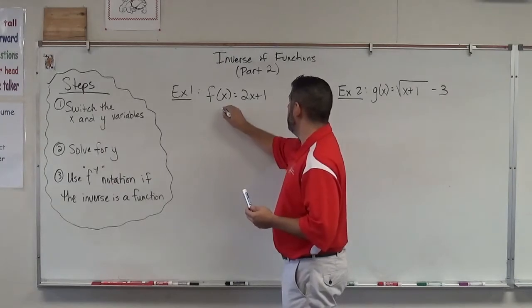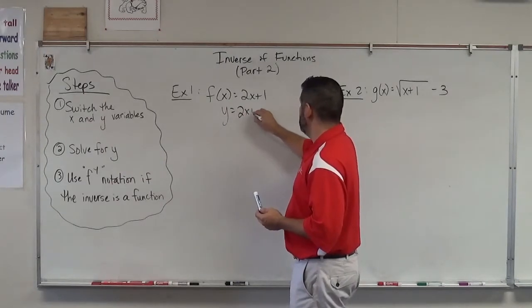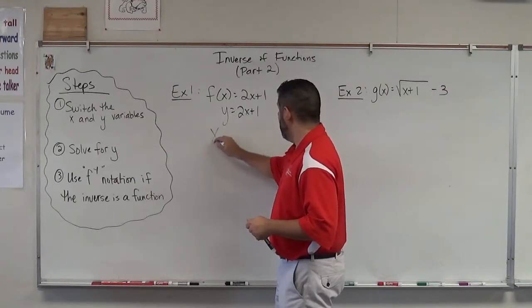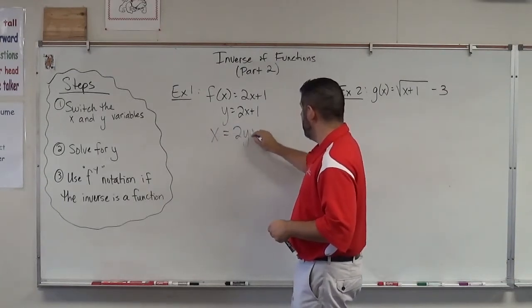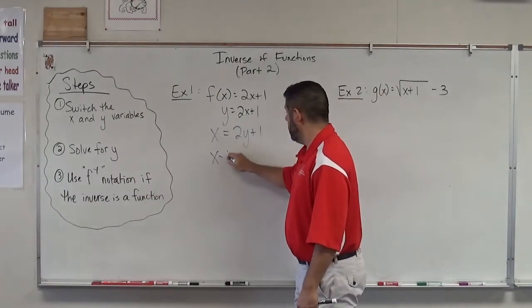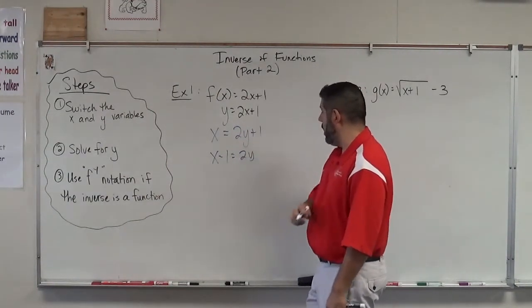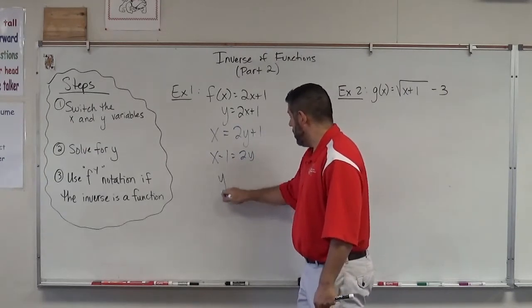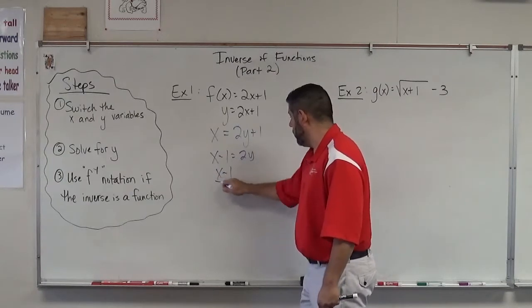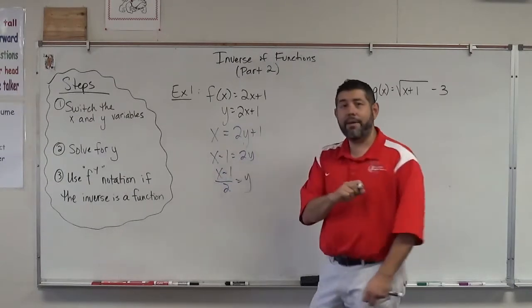Y equals 2x plus 1. Now we'll make our switch. So we'll switch the x and the y, and we have x equals 2y plus 1. And solve for y. Subtract 1 over. Easy peasy, lemon squeezy. So we're going to have x minus 1 over 2 equals y.